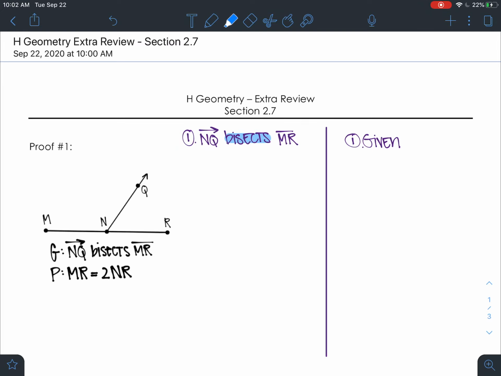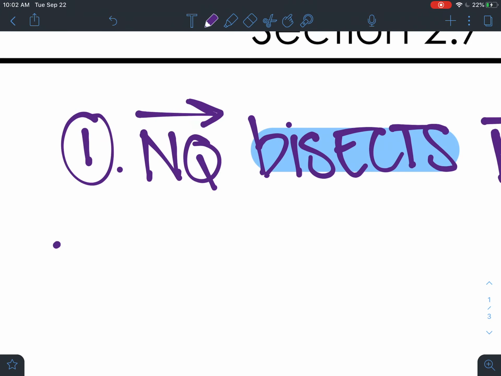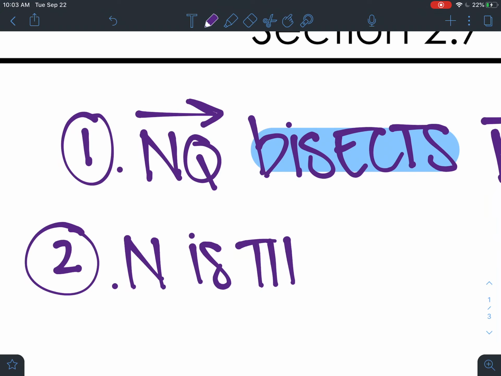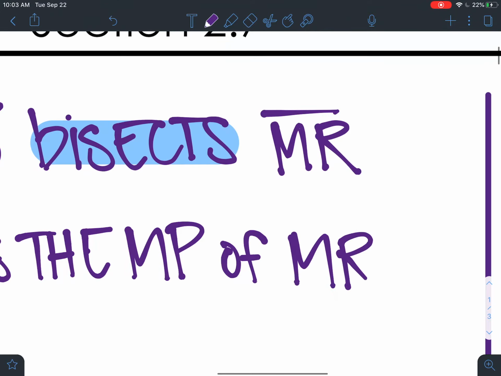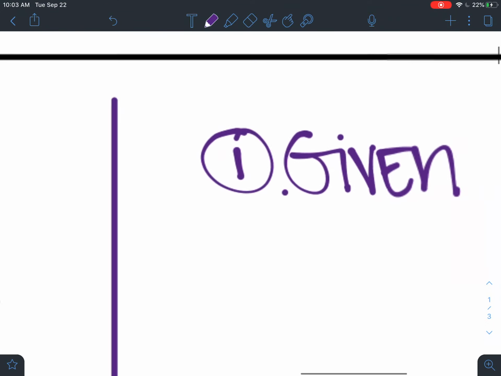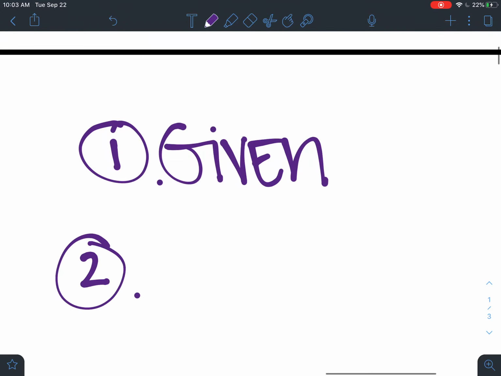segment bisector, which is a line, ray, or segment that passes through the midpoint of a segment, okay? So using the fact that it passes through the midpoint, I have to state that this point N is the midpoint, and that has to be my second step. N is the midpoint, and I want you to be specific of which segment, so of MR. And the reason why we know that is through the definition of segment bisector.